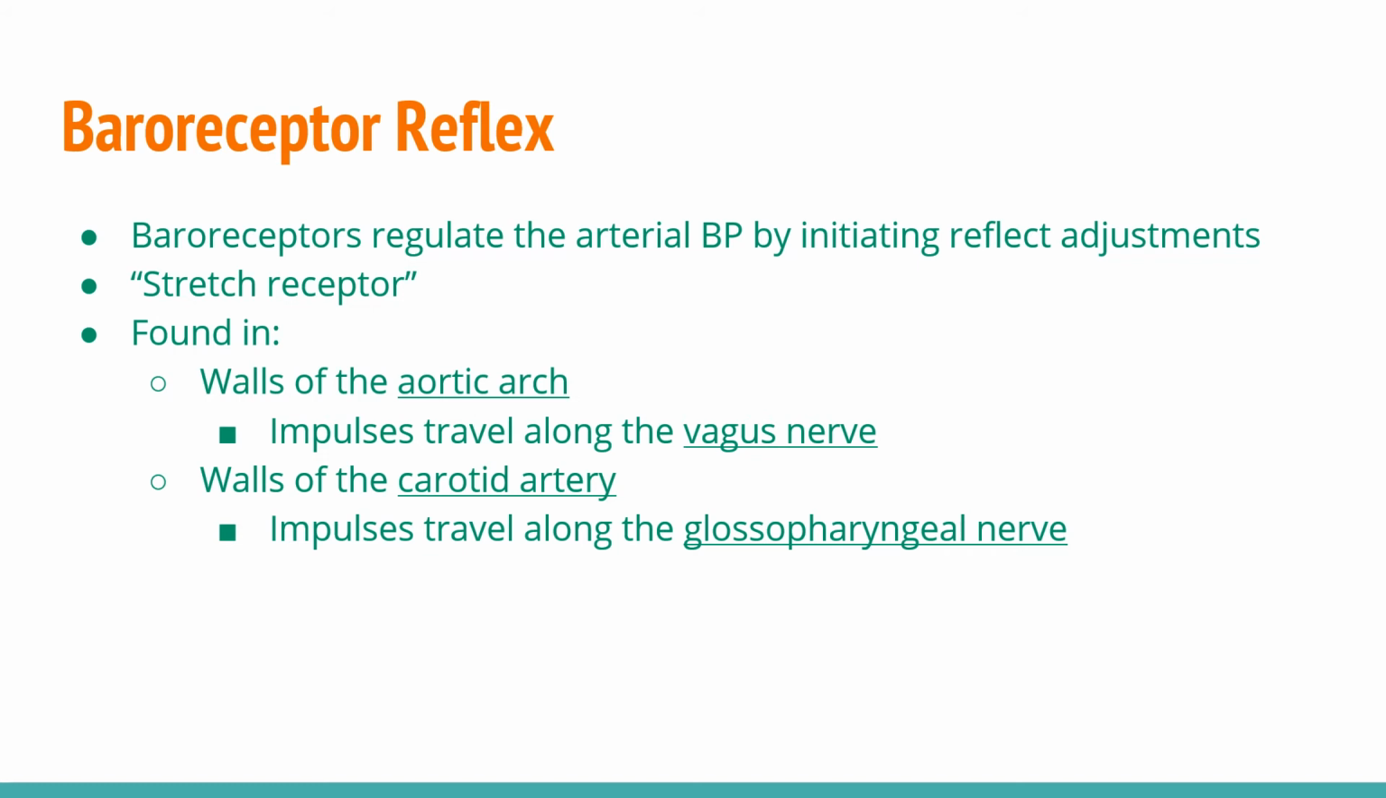Baroreceptor reflex. So again, these are those baroreceptors that I mentioned before, that can be found in the aortic arch and in the carotid artery; not or, they're in both. And these receptors are regulating the blood pressure. They're like little internal monitors monitoring the blood pressure and helping keep it regulated. They are based on the stretch receptors, meaning how much the vessels are being stretched.